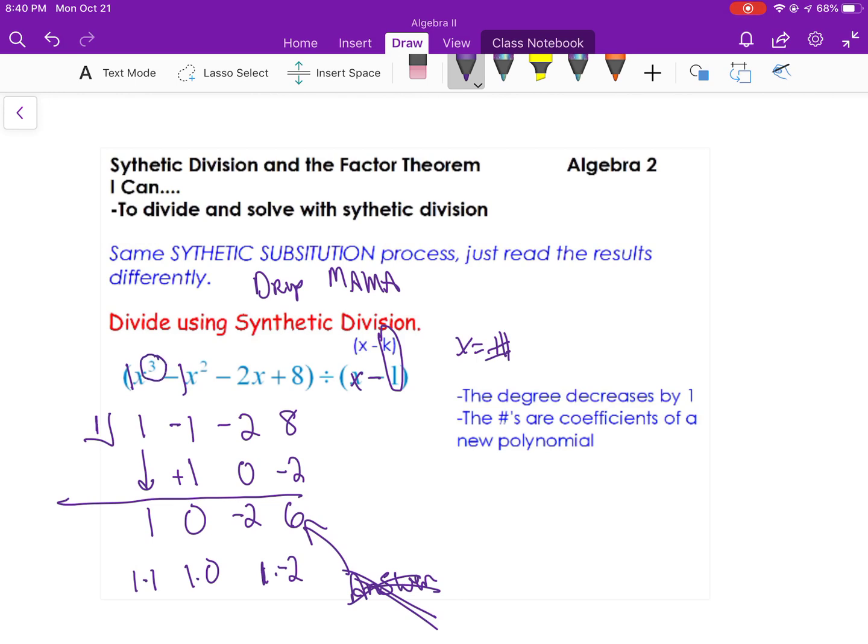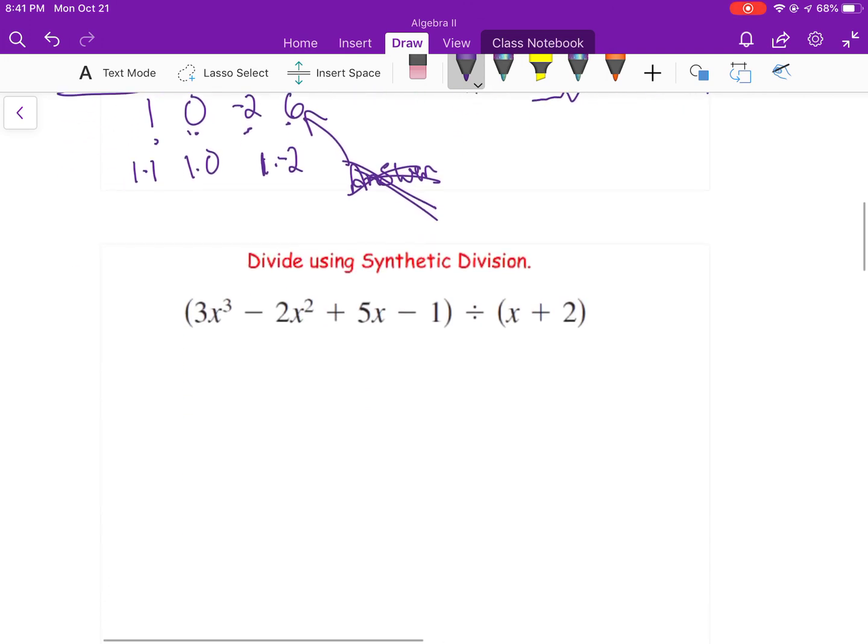These are coefficients of a polynomial that decreased by 1 degree. So what do I mean by 1 degree? Well, if I started off with a cubic, I'm going to end up with a quadratic. Well, that's 1 x squared, 0x, minus 2, and a plus 6 over x minus 1. I got that x minus 1 because I'm dividing by x minus 1. You don't really need the 0x squared. That's just how I'm reading my results: x to the second, x, constant, and my remainder. Okay.